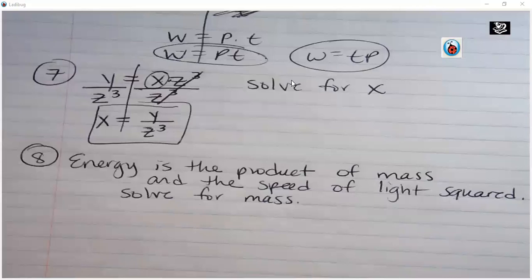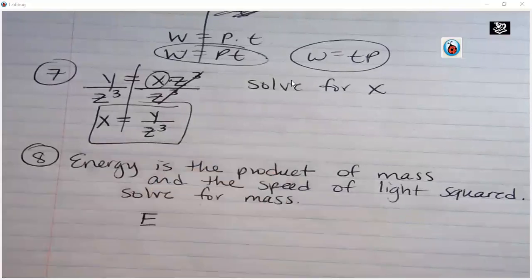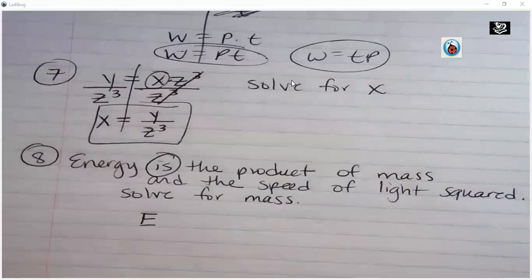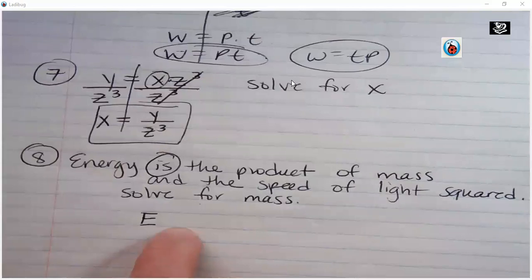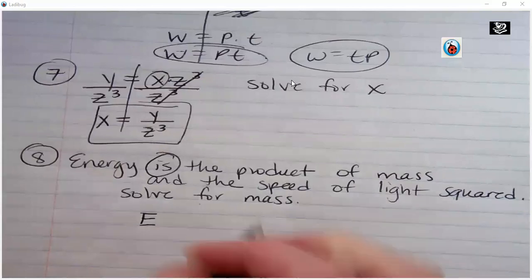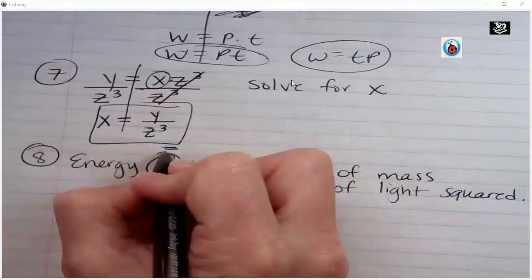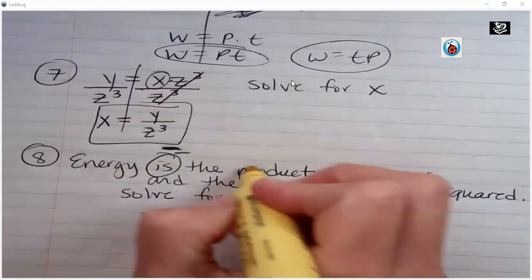All right, Sierra, what letter do you want to use for energy? E. Like we're on Wheel of Fortune, Sierra. Nice job. All right, what about energy is the product? Anybody know what needs to come after the E? Equals. Good, Will. Equals. Okay, is means equals. That'll come up some more next week. Is means equals. Okay. Does anybody remember what product means to do?